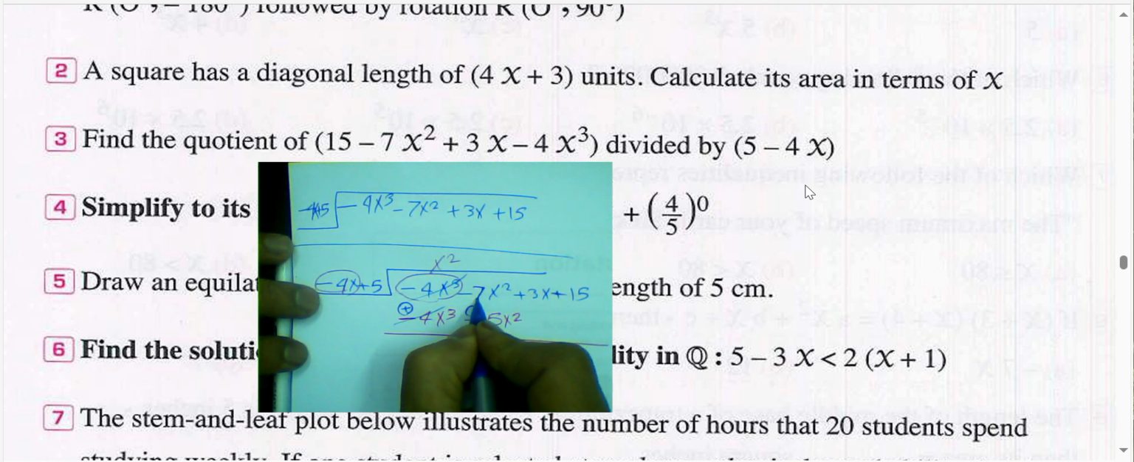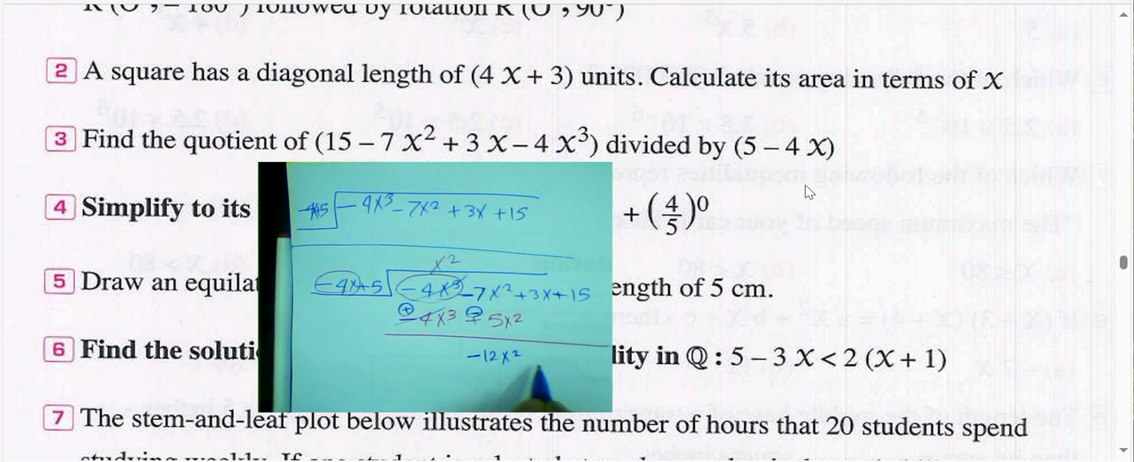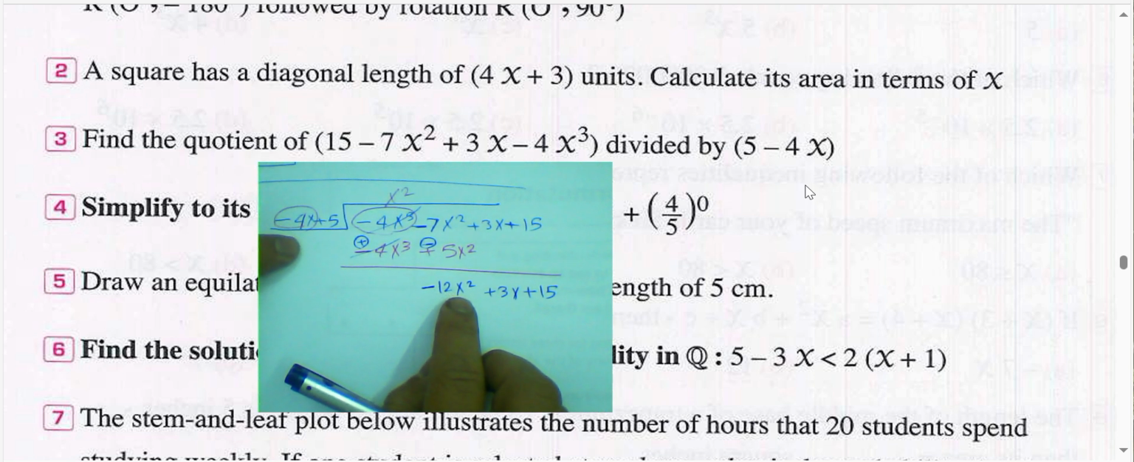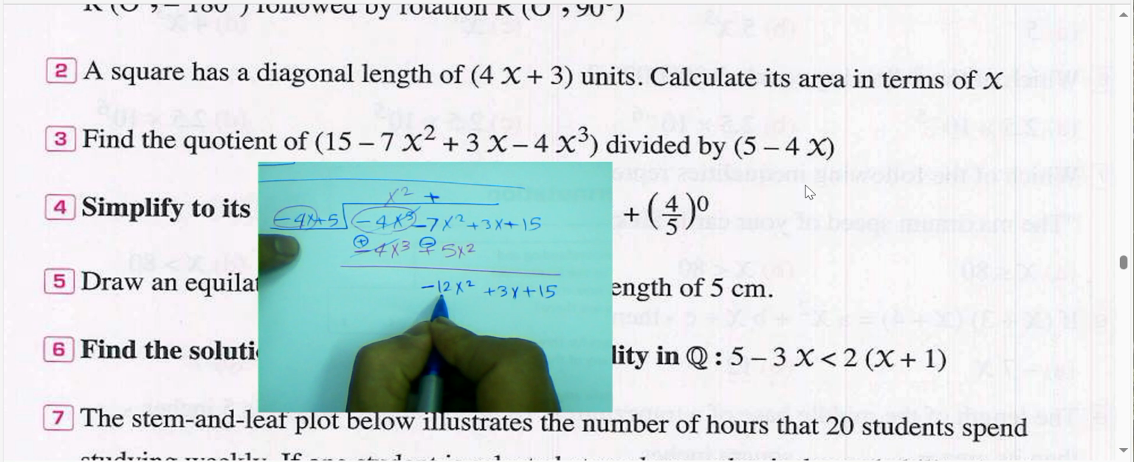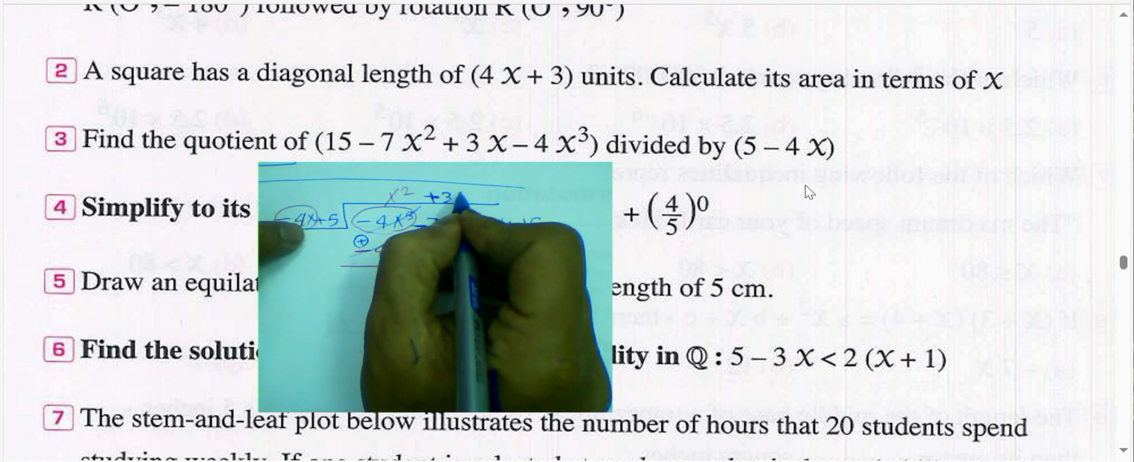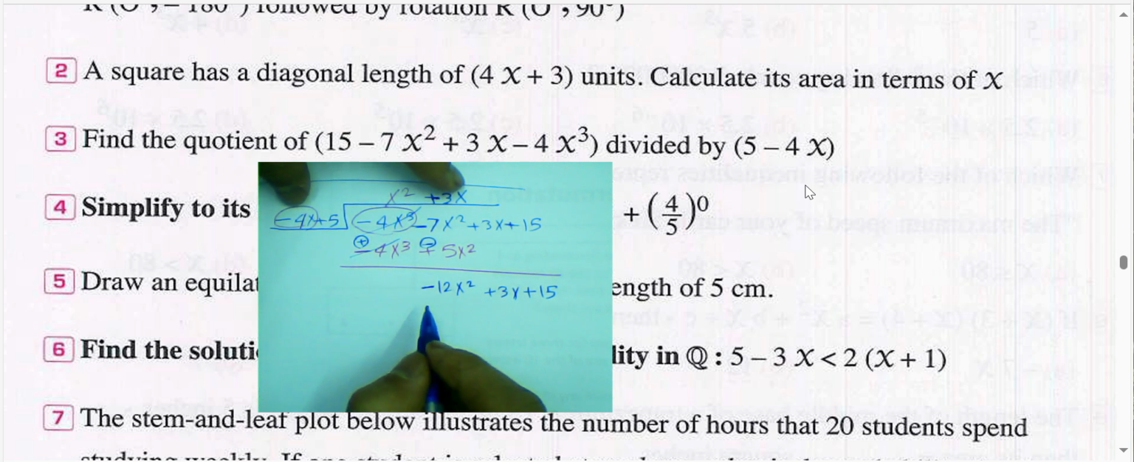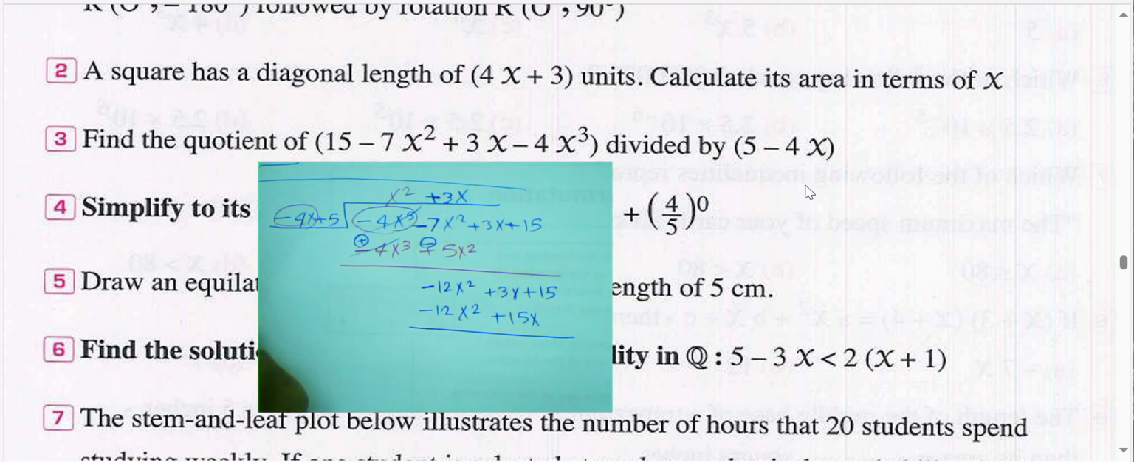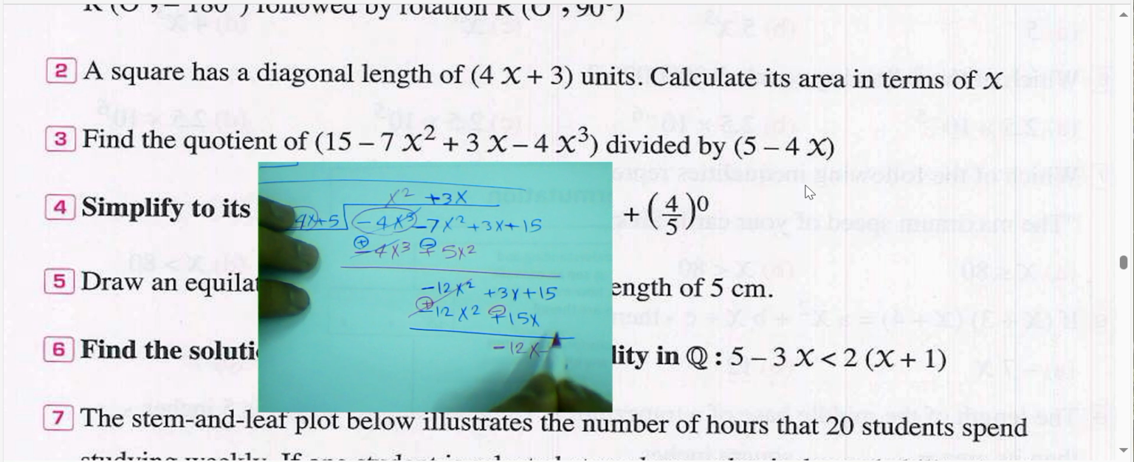Cancel them. Negative 7x power 2 and negative 5x power 2 will be negative 12x power 2, plus 3x plus 15. And then again divide negative 12x power 2 by negative 4x. Negative divided by negative is positive, 12 divided by 4 equals 3, and x power 2 divided by x equals x. And then we multiply 3x times negative 4x. 3 times negative 4 will be negative 12, x times x power 2. 3x times 5, 3 times 5 equals 15, and write x. And then change the sign, it will be positive, and here will be negative. We can cancel them together, and 3x minus 15x will be negative 12x, and then bring down 15 here.